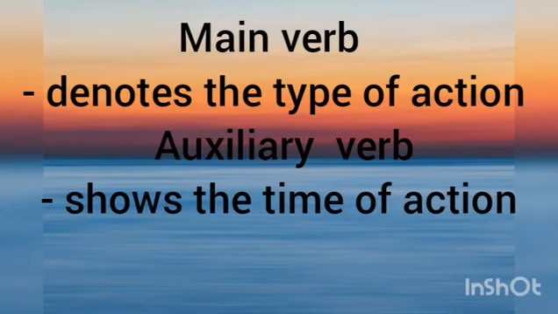Main verb denotes the type of action, what you are doing. That action it will tell. It shows that it is a main verb. And when it happened, whether it is in the present tense or past tense, what shows the time of action will be called an auxiliary verb, right? So auxiliary verb we can say as a helping verb also.